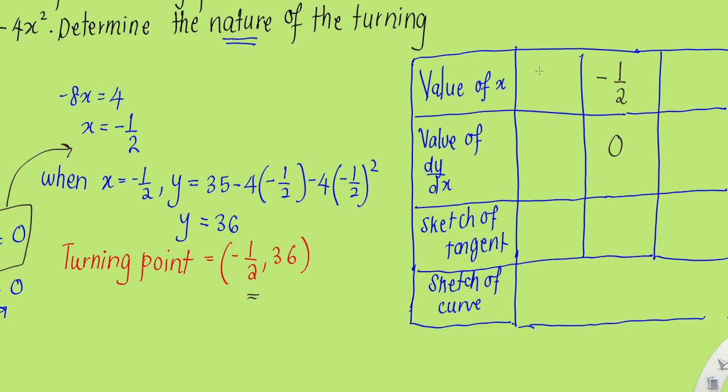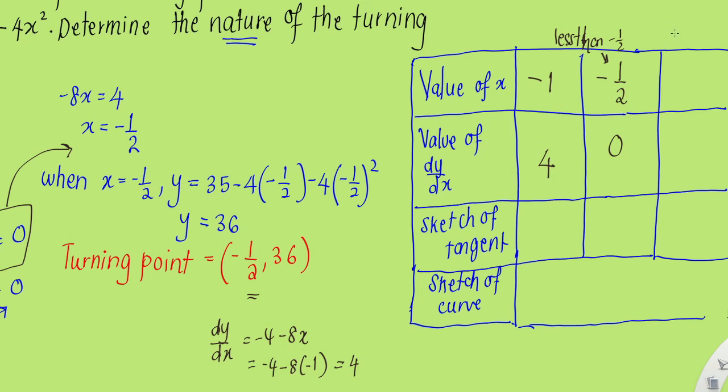Choose any value that is lesser than negative 1 over 2. So I'm going to choose negative 1. Now substitute the negative 1 inside the dy dx. The dy dx was negative 4 minus 8x. So you substitute negative 1 in. So negative 4 minus 8 times negative 1, we get positive 4. So the value here is positive 4.